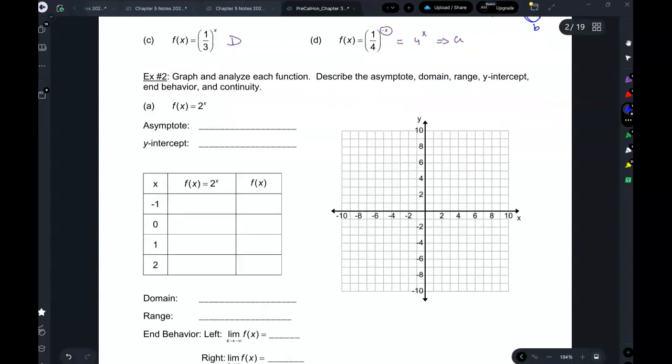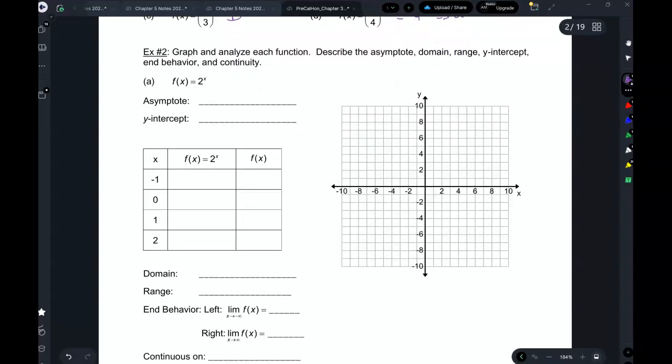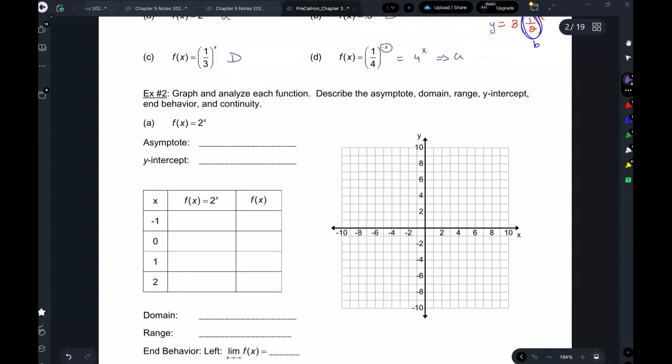Okay, so to graph a function, let's say it's like 3 over 2. That's growth because 1.5 is greater than 1.